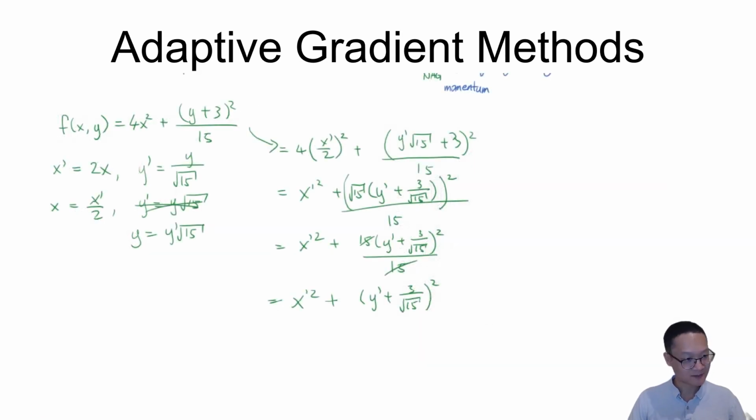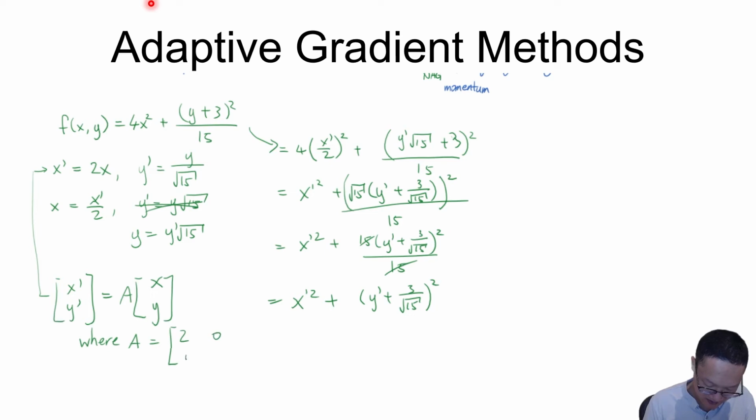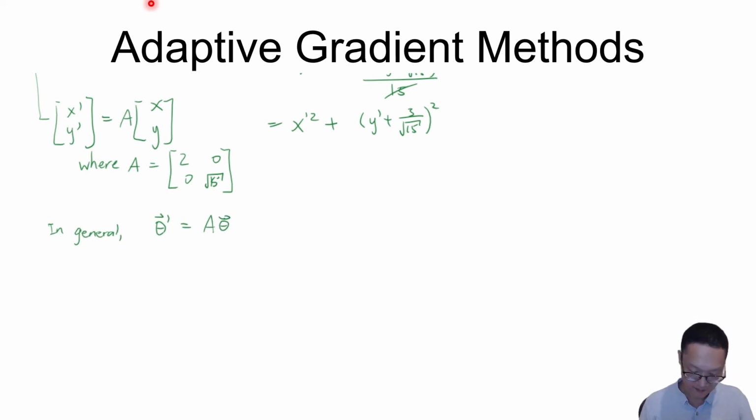So if we go back to the OneNote, when we define x prime equals 2x, y prime equals y over root 15, that's actually just the same thing as (x prime, y prime) equals A times (x, y), where A is the matrix with rows 2, 0 and 0, root 15. So in general, we can always define theta prime equals A theta for some A. Okay, if we do this, then of course theta will be A inverse theta prime.